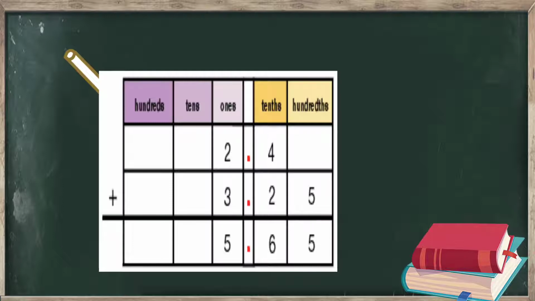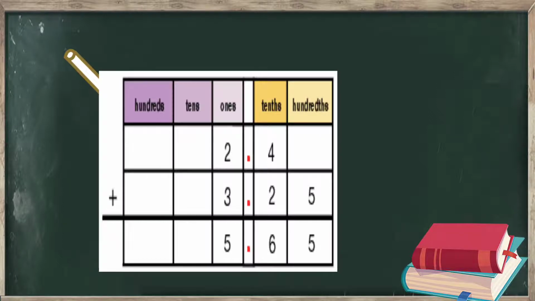So 5 we will write as it is. 4 plus 2 is equal to 6. Now 2 plus 3 is equal to 5. So the answer is 5.65.